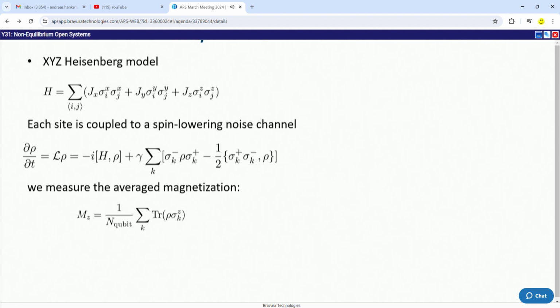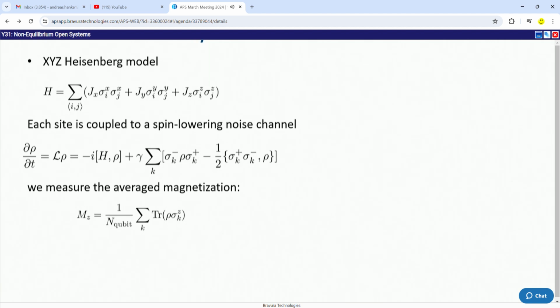So here I'll show some results. First, we do some simulations for the Markovian dynamics. The model we consider is the XYZ Heisenberg model, and we choose our jump operator to be the spin-lowering operator for each site. This means that each site is coupled to a spin-lowering noise channel, which tries to drive all of the qubits to the 0 state.